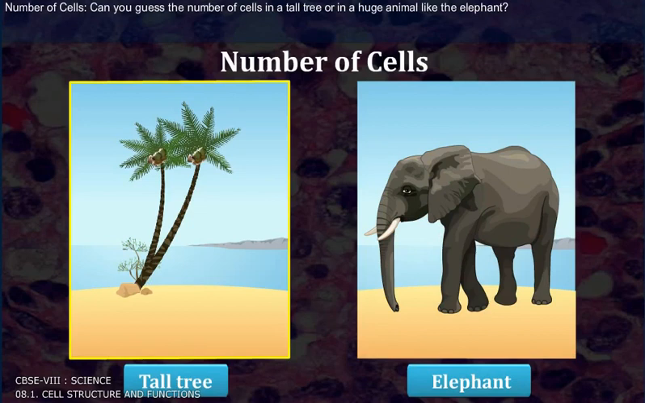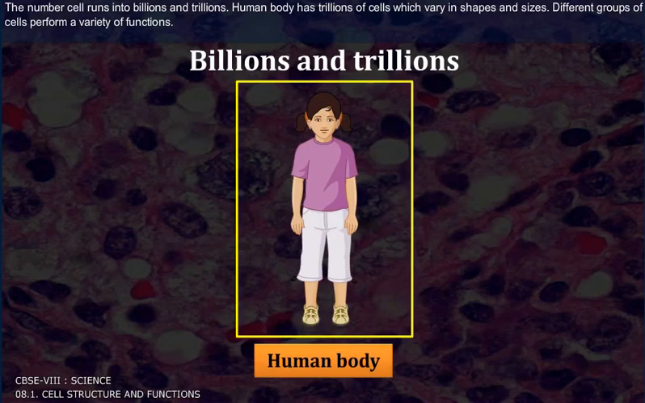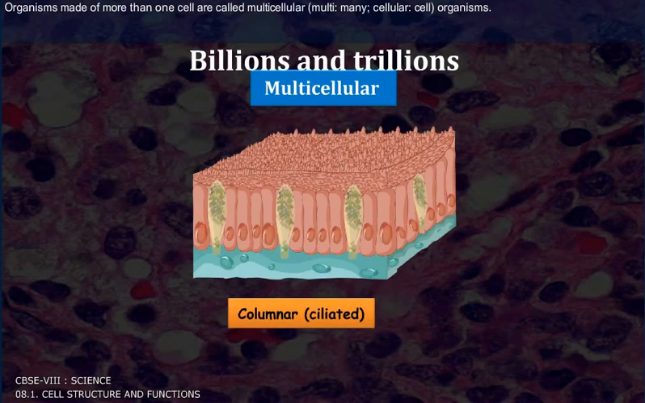Number of cells. Can you guess the number of cells in a tall tree or in a huge animal like the elephant? Number of cells run into millions and trillions. Human body has trillions of cells which vary in shapes and sizes. Different groups of cells perform a variety of functions. Organisms made of more than one cell are called multicellular.